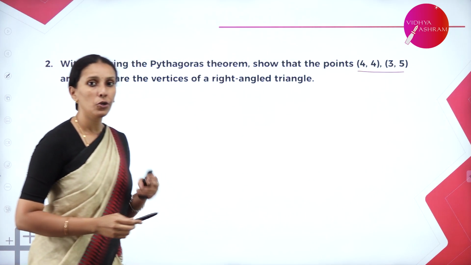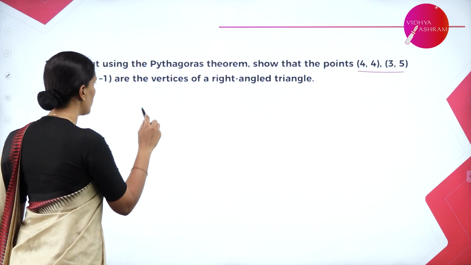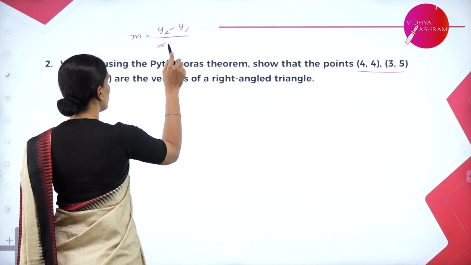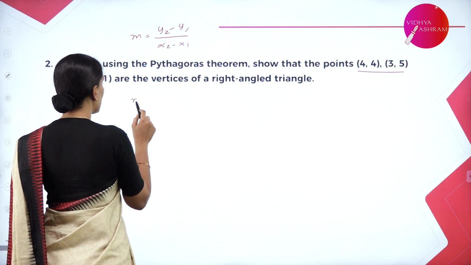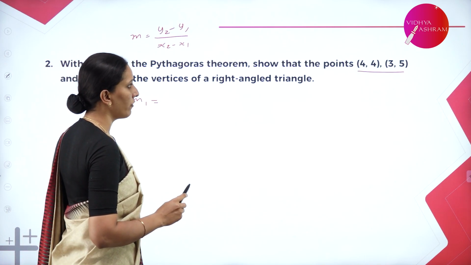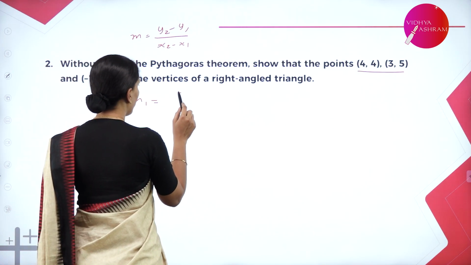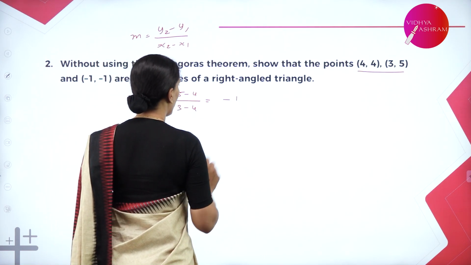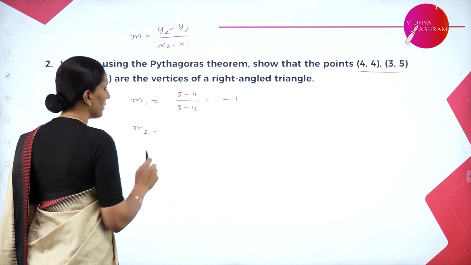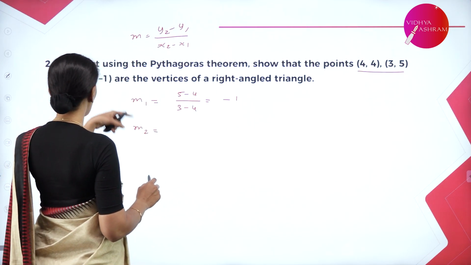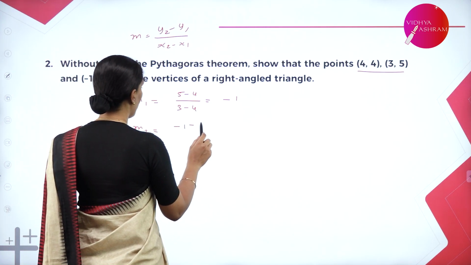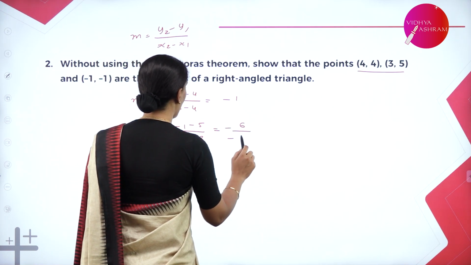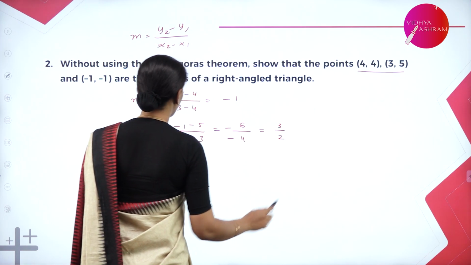So whenever 2 points are given, we have a formula for the slope that m is equal to y2 minus y1 divided by x2 minus x1. So let me consider the slope m1 with respect to the points (4, 4) and (3, 5). Then we'll get 5 minus 4 divided by 3 minus 4, which is equal to -1. We'll take slope m2 with respect to the points (3, 5) and (-1, -1). So -1 minus 5 over -1 minus 3, that is -6 by -4, which is equal to 3 by 2.